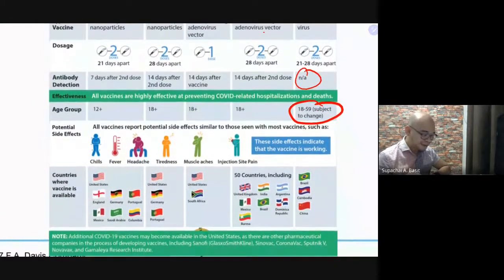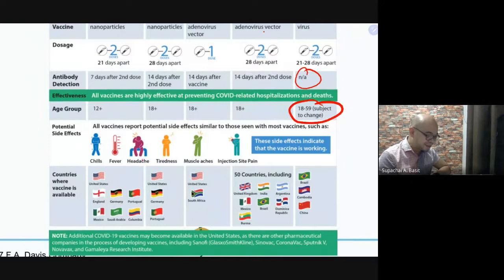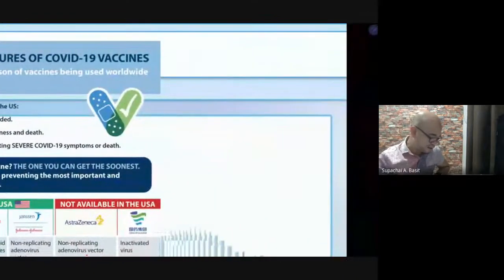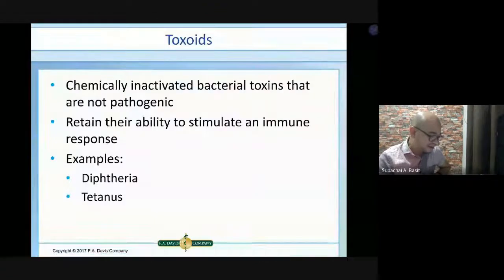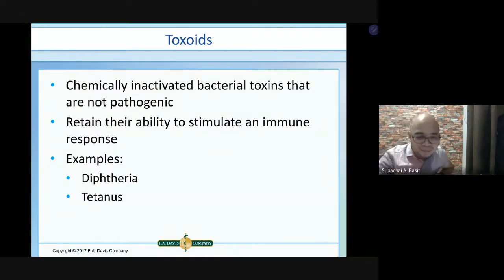Kayo ba nakaramdam ng chills, fevers, headache, tiredness, muscle aches, injection site pain? Kasi these are the potential side effects. Okay? So, all of these vaccines are available in the Philippines. Lalo-lalo na siyempre ang gustong-gusto ng tatay natin, yung Sinovac. Okay. Excuse me for a while.